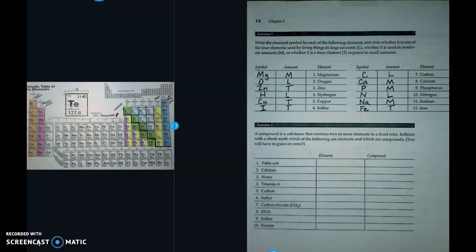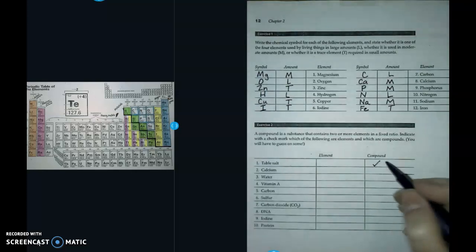Next, we have on exercise 2, a compound, which is a substance that contains 2 or more elements in a fixed ratio. Check mark which of the following are elements and which are compounds. You may have to guess on some. So the best way to determine whether it's a compound or an element, if it has more than one capital letter in it, it's a compound. If it only has one capital, then it's an element. So for example, table salt. We know what table salt is. It's NaCl. So we know it's a compound.